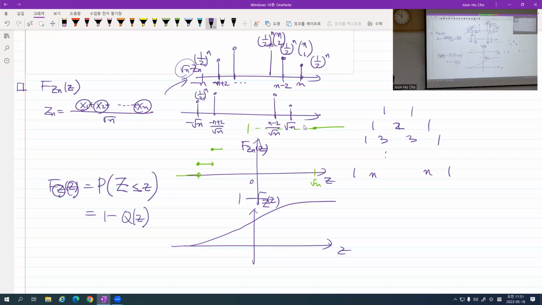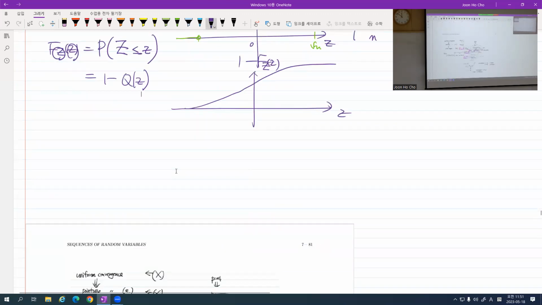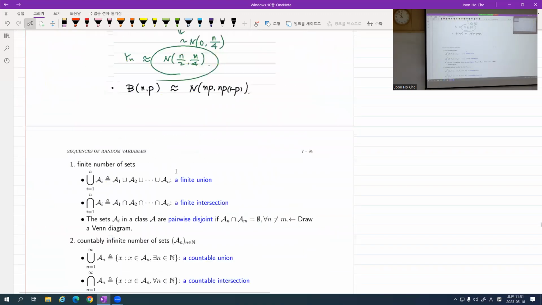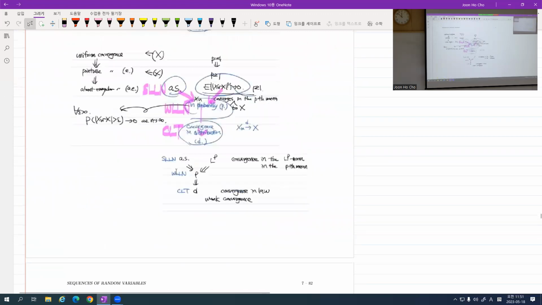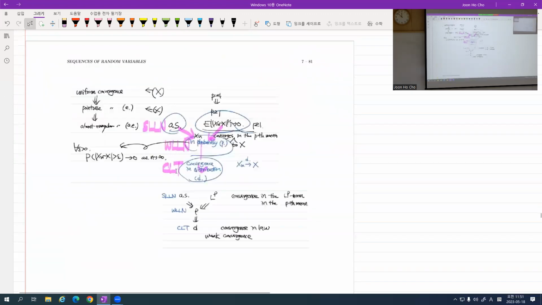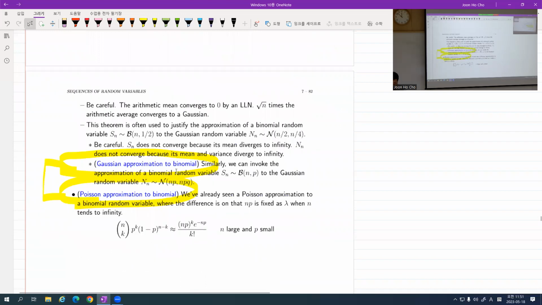So having this in mind, let's go to the last example. No. Let's not do that. Let's just follow the order. So, okay, we've just seen the Gaussian approximation to binomial. Okay. And you may ask, what binomial? So let me do this.